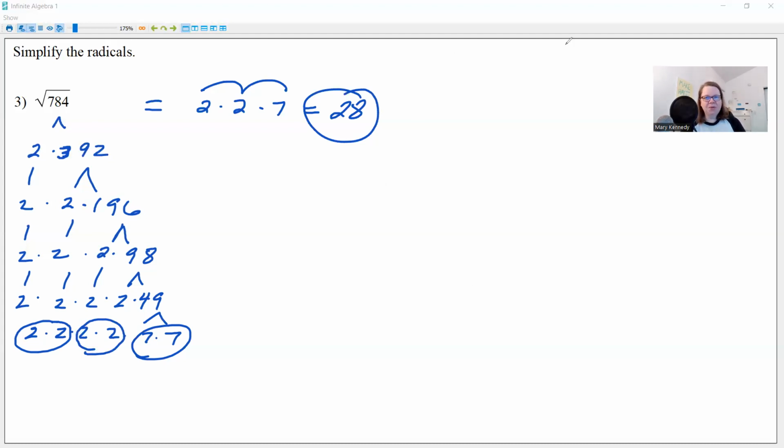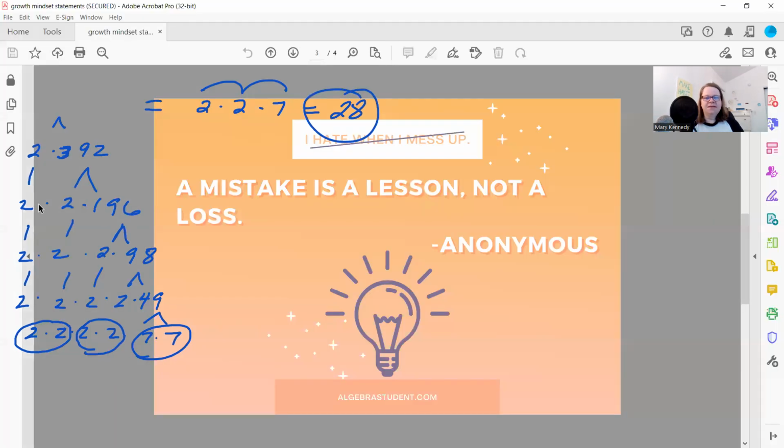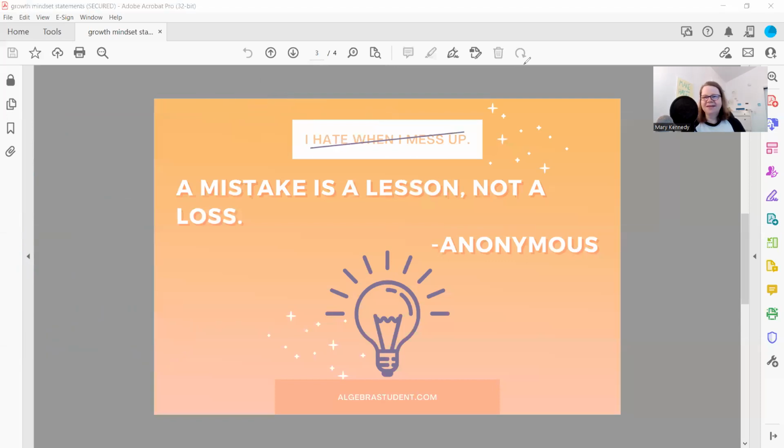So these are not simple. I hope that looking at these is going to be helpful to you. And I want you to keep this in mind. I hate when I mess up. Yeah, when we do radicals, lots of times we mess up, but a mistake is a lesson and not a loss. It sounds cheesy, but it's a really good thing to have in your brain, have your mindset on this idea. So I hope that helps. I'll see you next time.